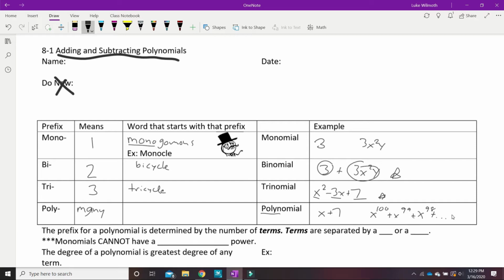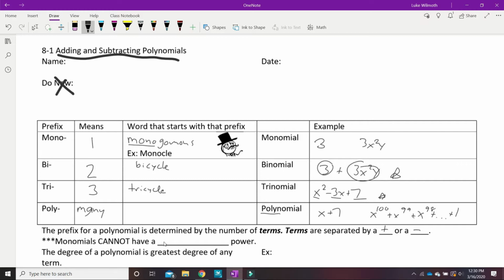Plus dot dot dot, all of those, plus 1. All right. So it says here the prefix for a polynomial, meaning like mono, bi, or tri, is determined by the number of terms. Terms are separated by a plus or a minus. You could have probably figured that out.